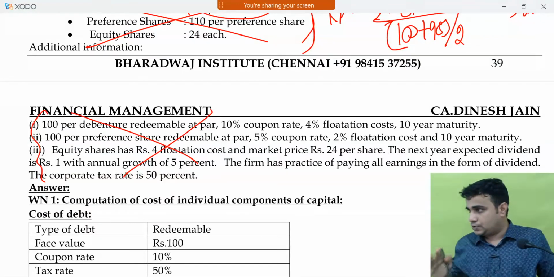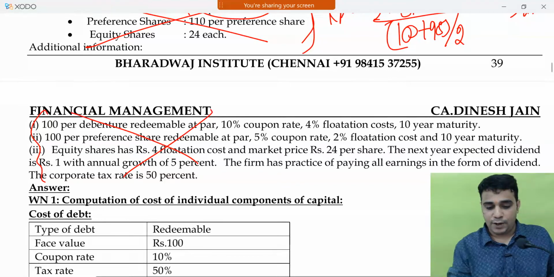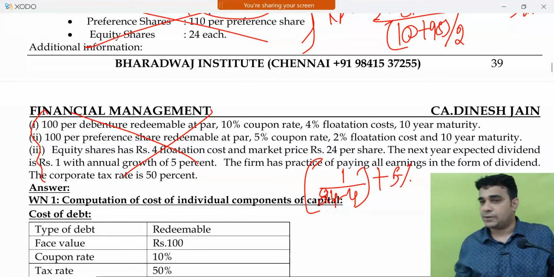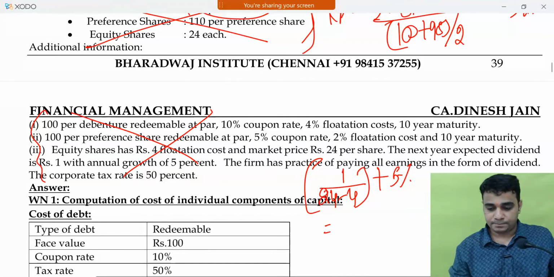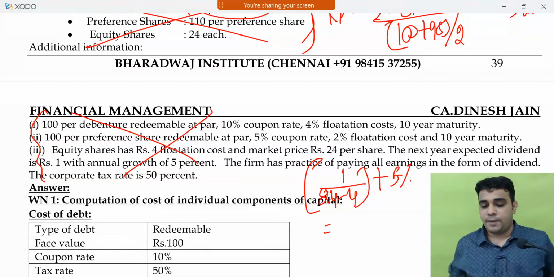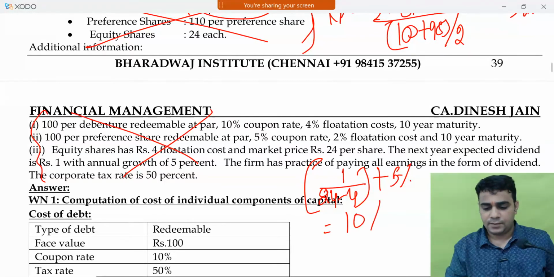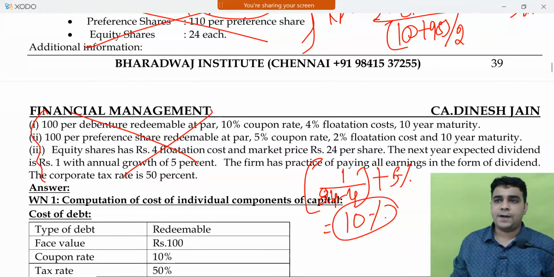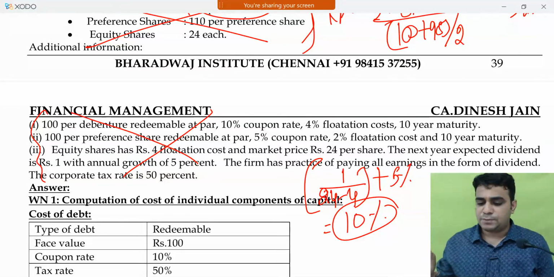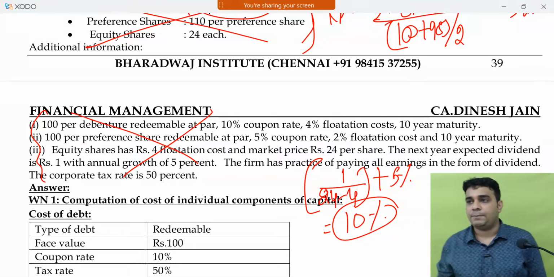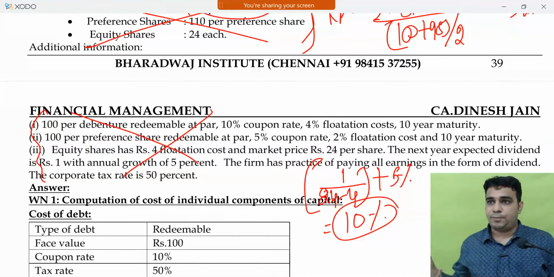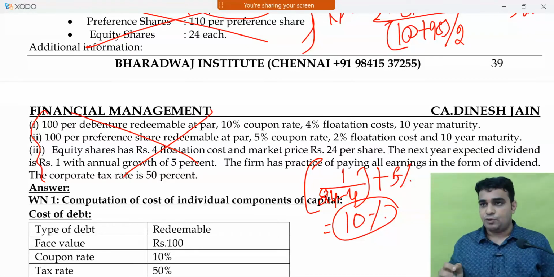I will have to give preference to a new issue being made. So the dividend is 1 rupee divided by 24 minus 4, plus 5% of growth rate. How much is this? 1 by 24 minus 4 plus 5% is, I think, 10%, 5% plus 5%. See, if you are getting confused with percentage, then write 0.05 plus 0.05, because 5% plus 5% is not 5.5. Either write it as 0.05 plus 0.05, because somewhere some students do make that mistake. So write it in decimals and then finally convert into percentage.